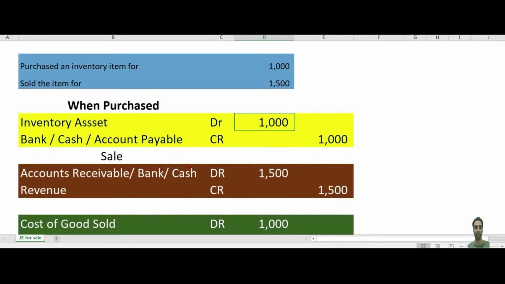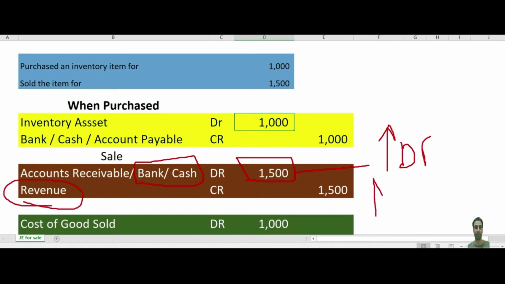Now let's do the journal entry for sale. When we make the journal entry for sale, cash or bank will be debit because this is our asset, and increase in asset is debit. And what will be credit? Revenue will be credit. Why? Because increase in revenue is credit. So that is the reason for the debit and credit of this.